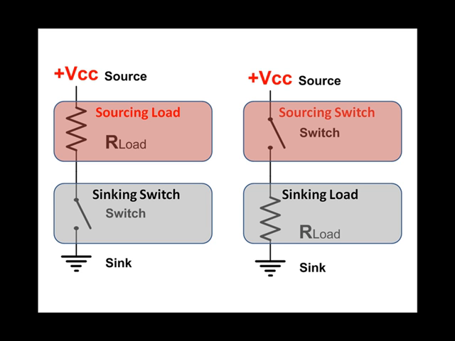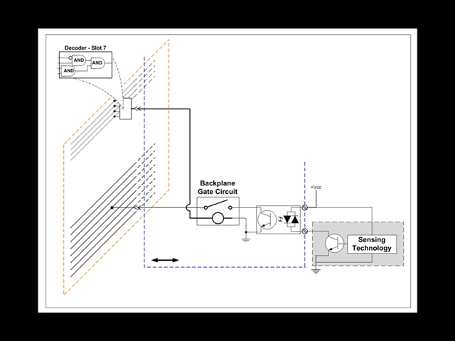First thing to point out is that the sensor has an open collector NPN interface to the input circuit of the input module. So you could say the output of the sensor is open collector. Therefore, it has to be sinking. It has to be on the low side of the circuit. The input circuit of this module is the load and the sensor is the switch.